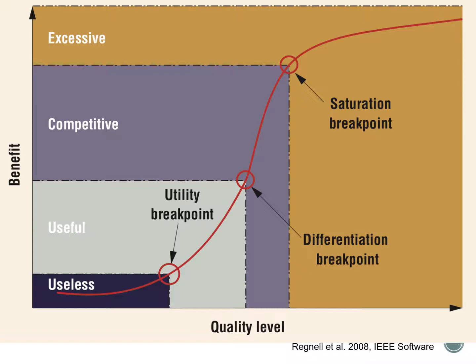Also, going from these different types of maintenance work, we also talked about quality in the first parts of the course. So this model by Regnell et al., which was introduced in the IEEE Software journal, more or less gives the idea that you can always have more quality. But on the other hand, at some point you have the saturation breakpoint, which means that it's not useful to try to polish the product more. There are always two sides of the coin.